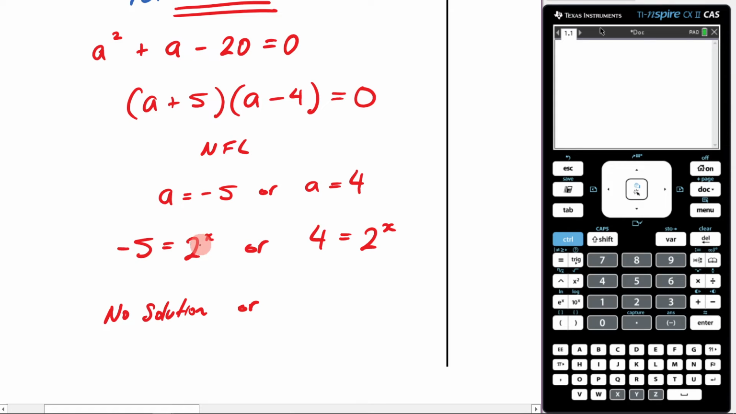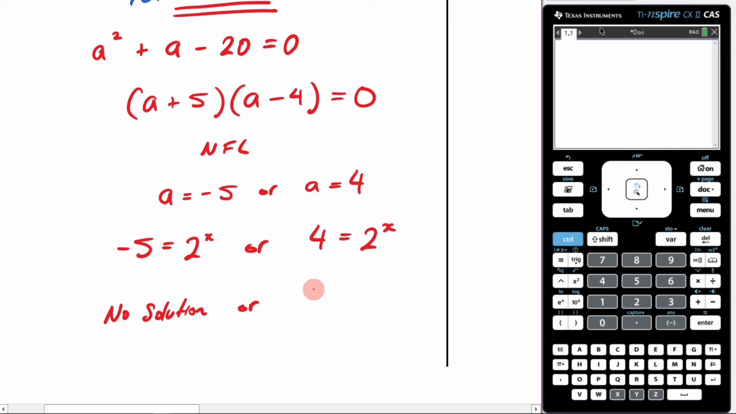The reason why there's no solution is, even if I put in a negative number there, even if I made it 2 to the negative 3, that's just going to become 1 on 2 to the positive 3. There's no way to get a negative out there. It just doesn't work. And so when you're in this situation there, you say no solution.